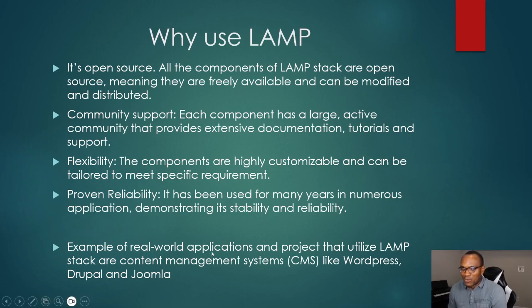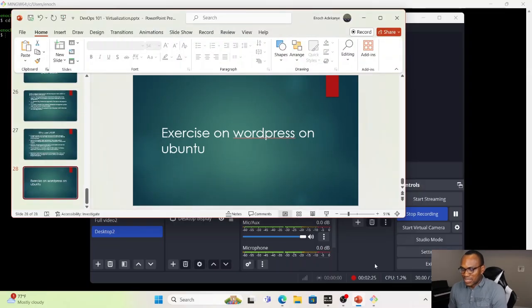Examples of real-world applications and projects that utilize LAMP stack are content management systems like WordPress, Drupal, and Joomla. Today we are going to be looking at WordPress setup on Ubuntu. That's our exercise today.